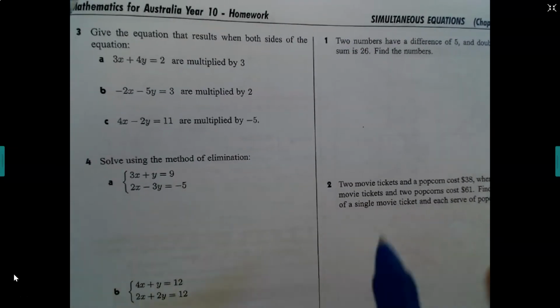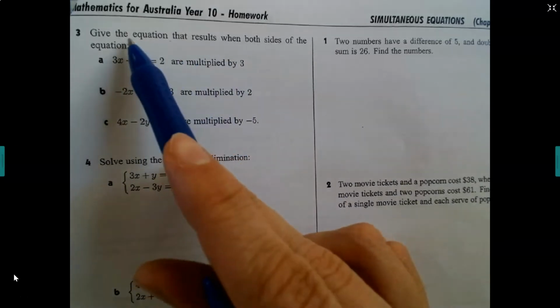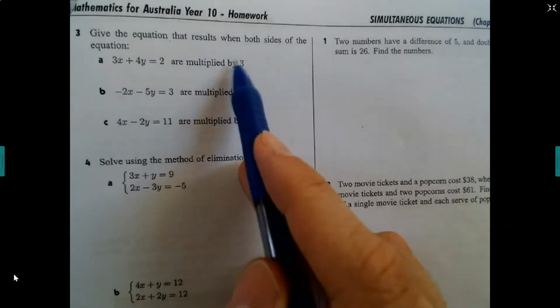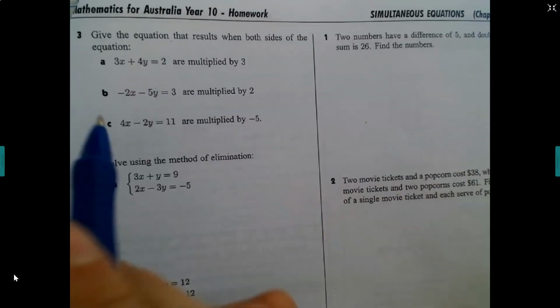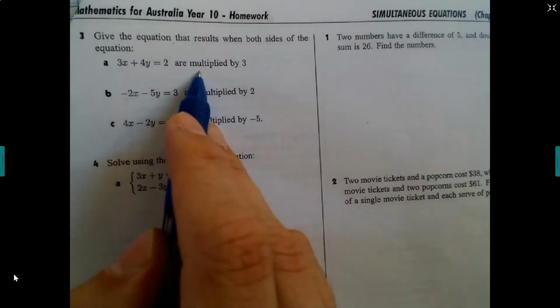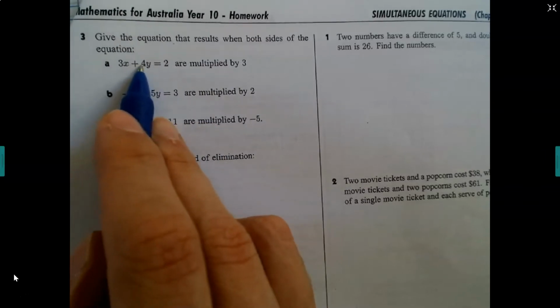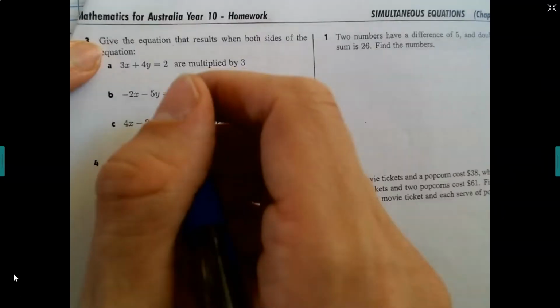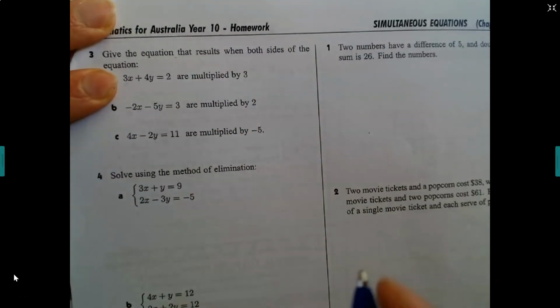Now, look at these. Given the equation, give the equation that results when both sides of the equation are multiplied by 3. So, if we multiply both sides of this equation by 3, we'd have to multiply all the terms by 3. So it'd be 9x plus 12y is equal to 6. Agreed? If I multiply both sides by 3, I have to multiply all the terms by 3. So this would be 9x plus 12y is equal to 6.